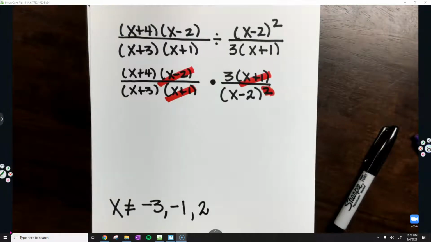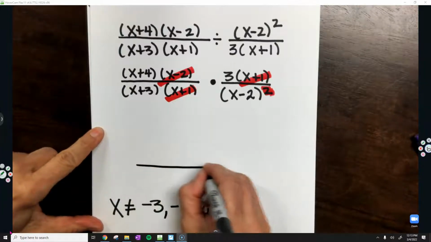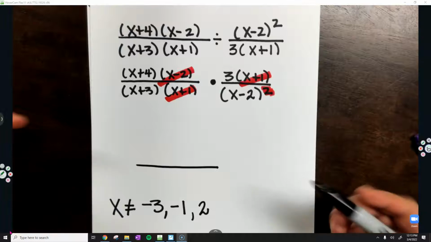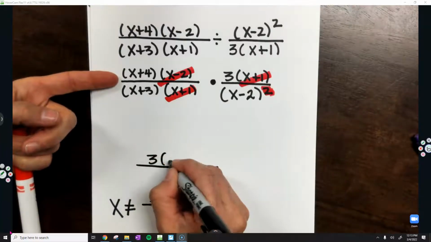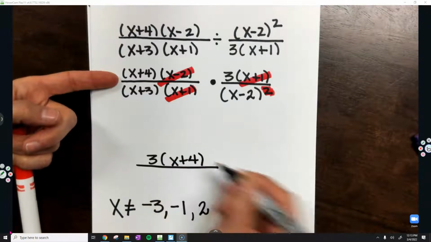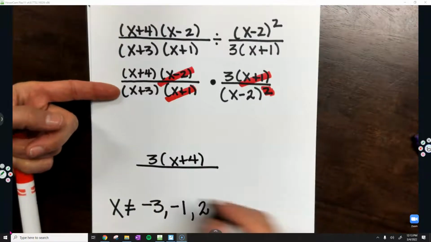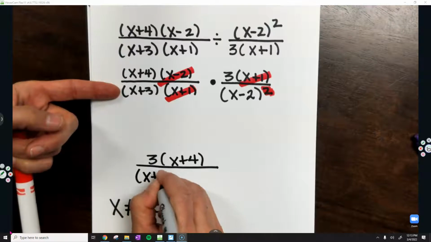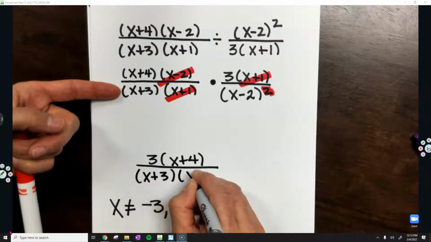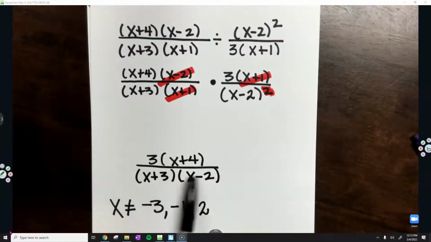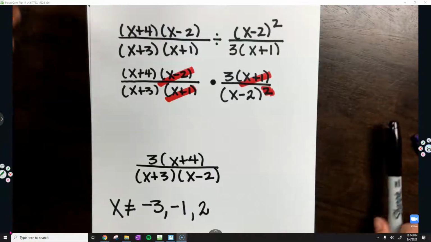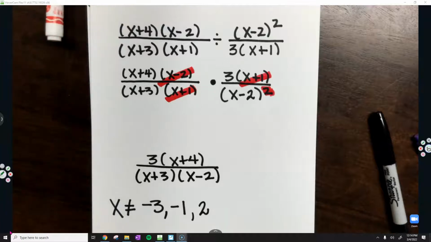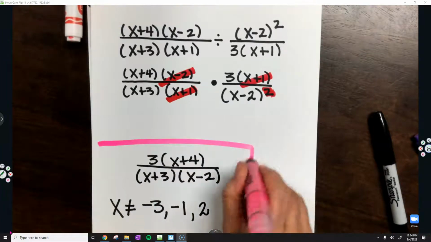So when you write your answer, it's always going to be a single fraction. And guys, just write what's on top. So we have a 3 and we have an x plus 4. Guys, don't distribute. Leave everything in factored form. It's fine. If you multiplied that back out, that's just extra work. Don't do that. We had 2 factors in our denominator. And that's it. So that's going to be the answer for number 2.